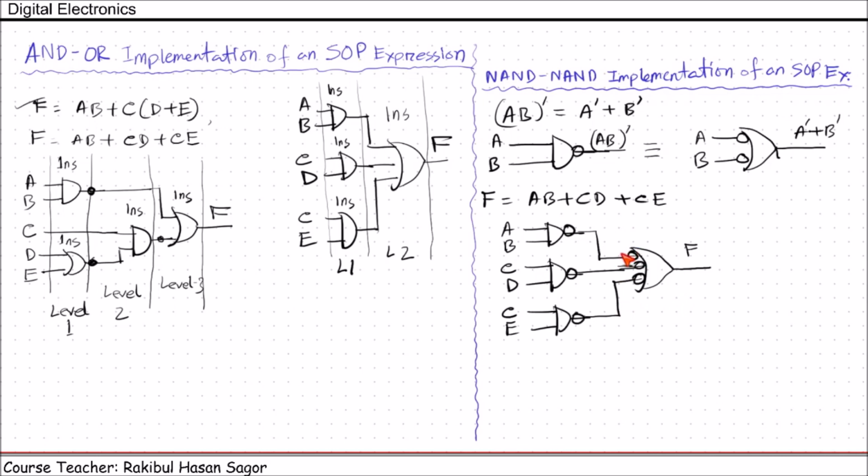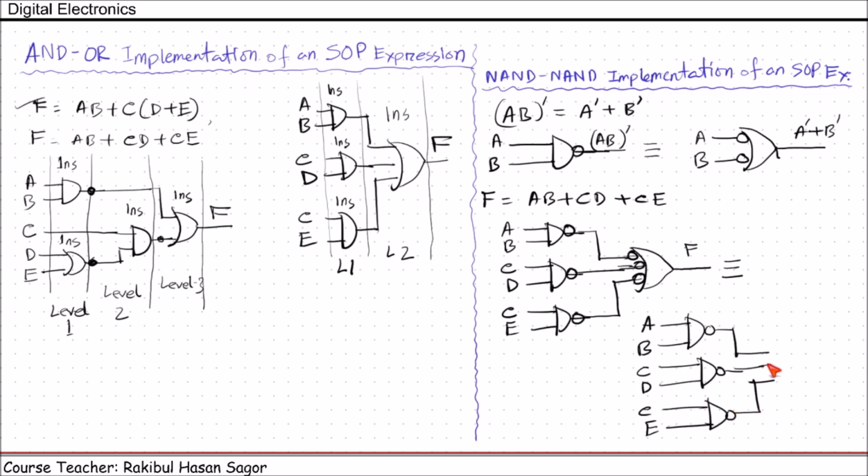Now this gate where the inputs are inverted first, then they are ORed, this can be converted to a NAND gate from this expression. So this circuit implementation can be written in this fashion: A, B, C, D, C, E. We have a NAND gate here, a NAND gate here, and a NAND gate here. All the outputs will be NANDed again, and we'll get the final function output.